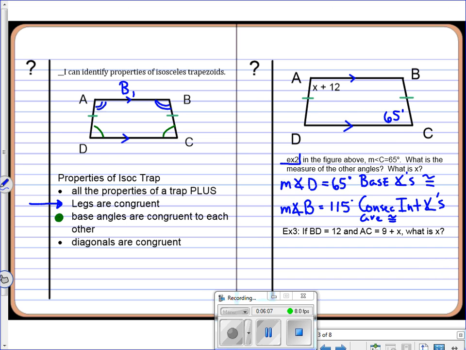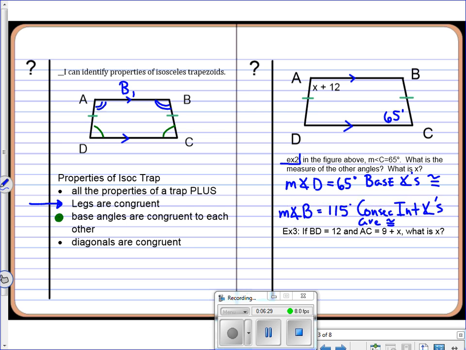Okay, first I found that angle D was equal to 65, and that's because base angles in an isosceles trapezoid are congruent. Okay, that's not true in every trapezoid, but in isosceles trapezoids. Now, angle B is equal to 115 because consecutive interior angles are supplementary in a trapezoid. That's true in every trapezoid.